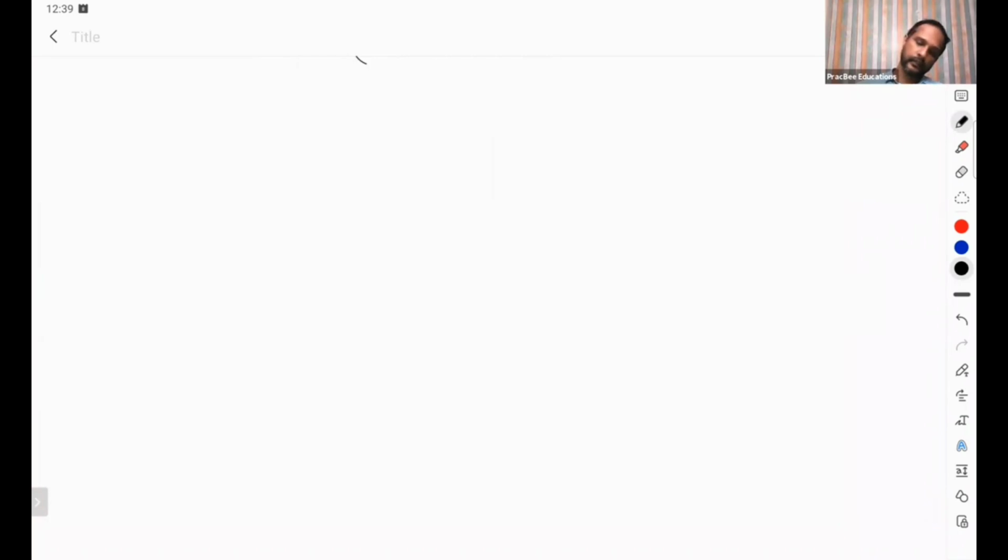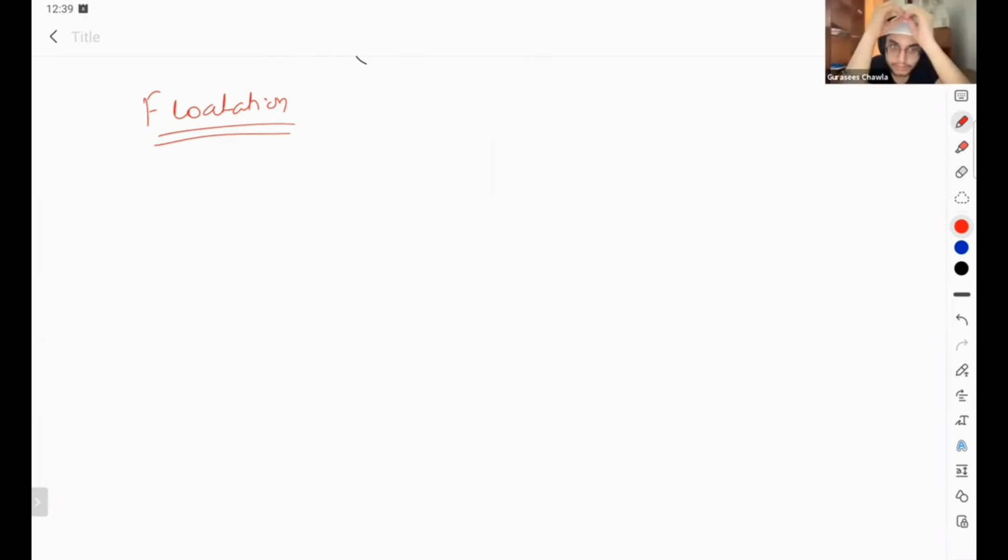Let's take another application. ये सब समझ में आ रहा है गुराशीष? Yes. Another application is flotation. Okay. So whenever a body is kept in a liquid, तो उसके साथ तीन चीजें हो सकती हैं गुराशीष. Okay. What are the situations?